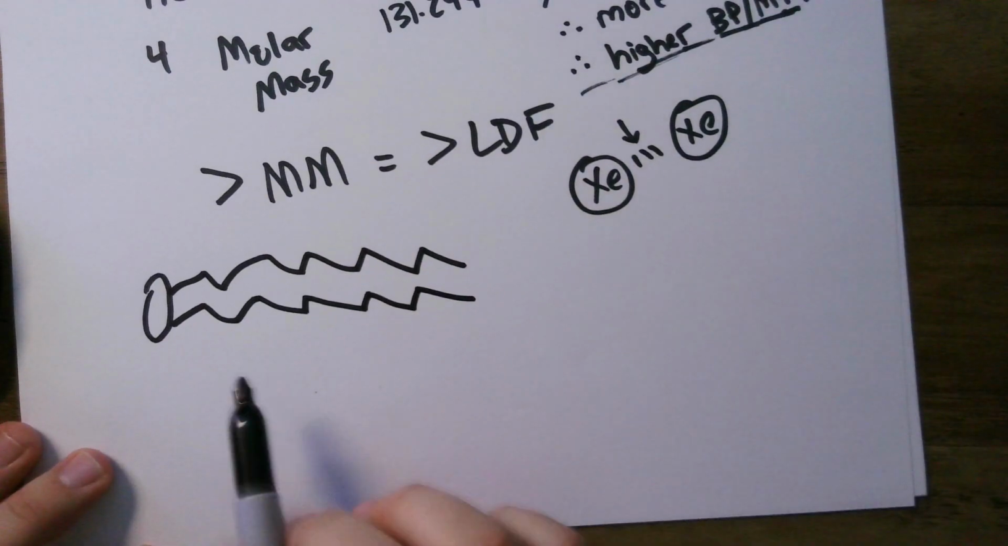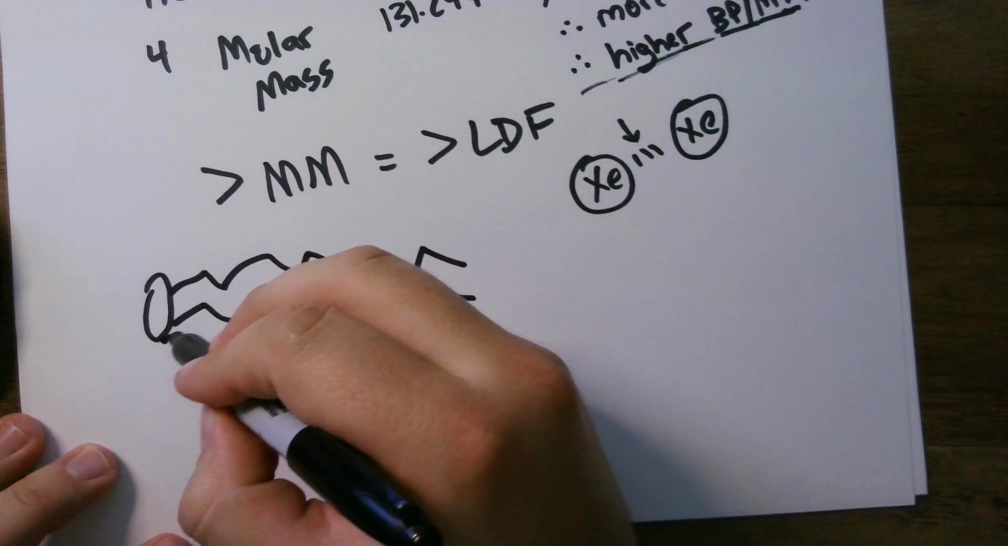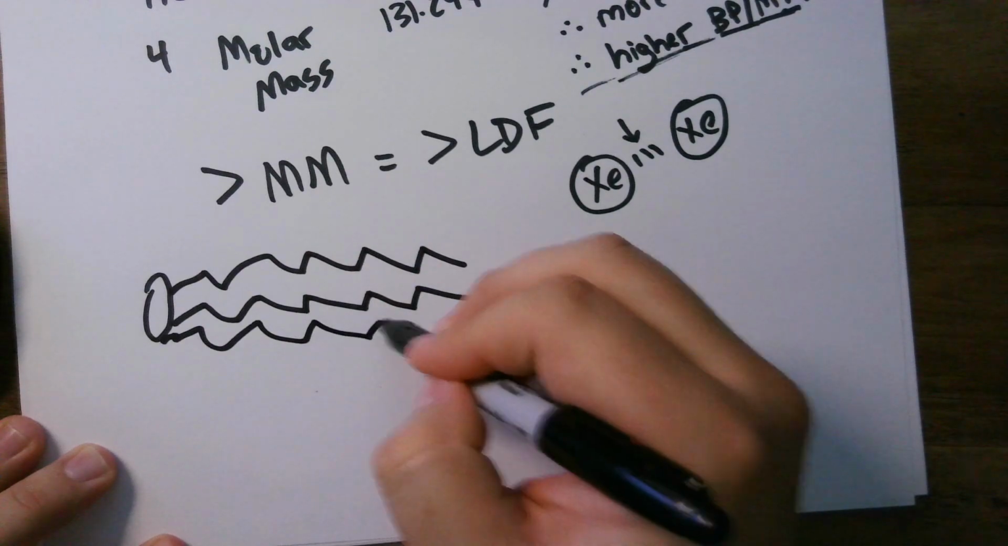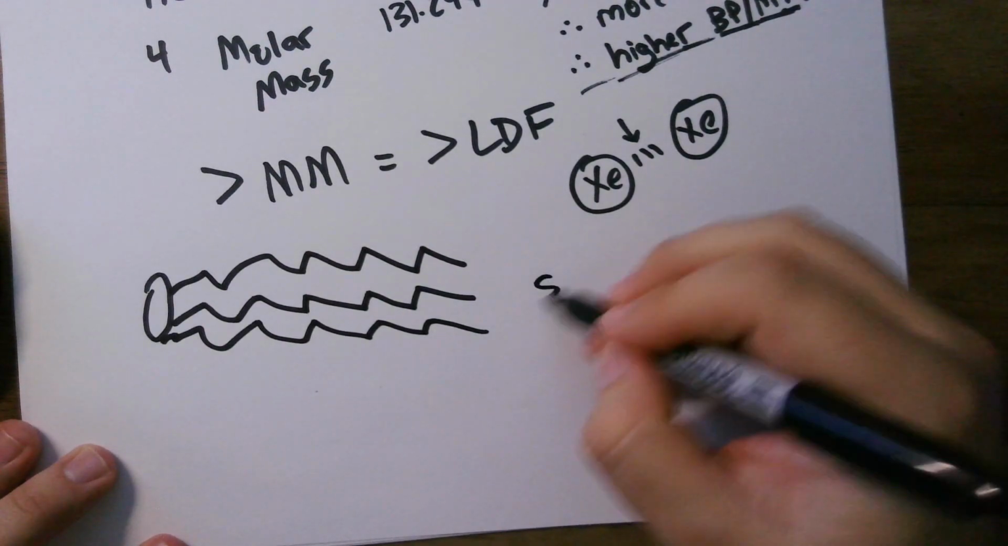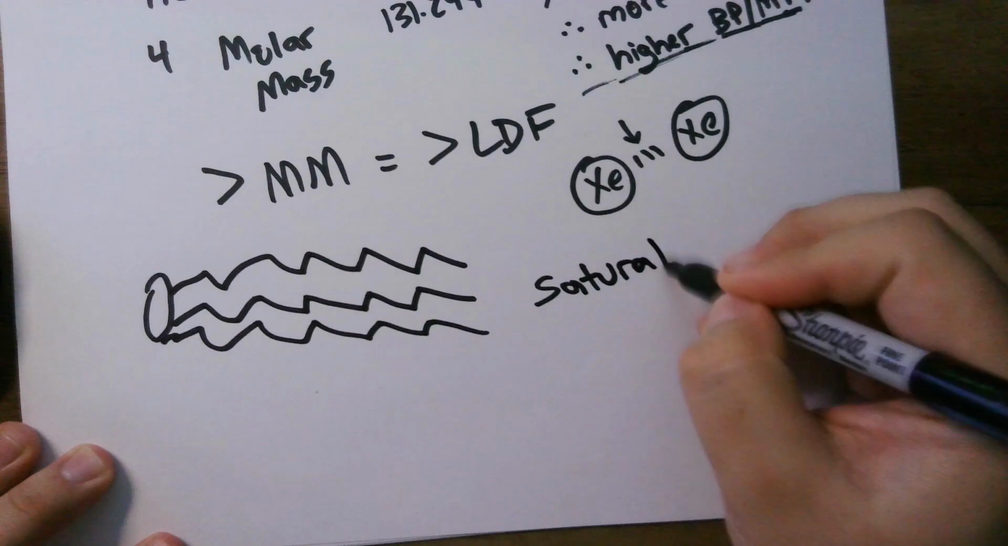So I'm just kind of sketching it real quick. There should be 3 tails, but whatever. Sure, strawman. This is a saturated fatty acid.